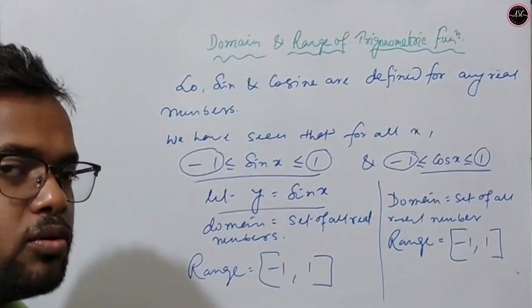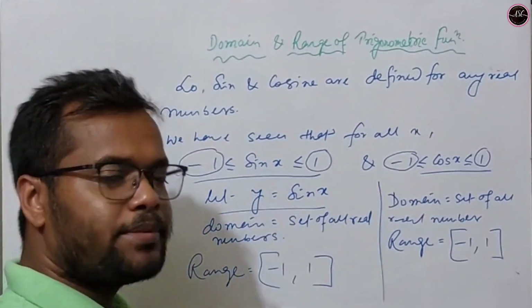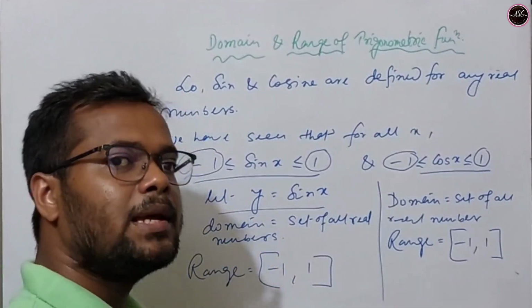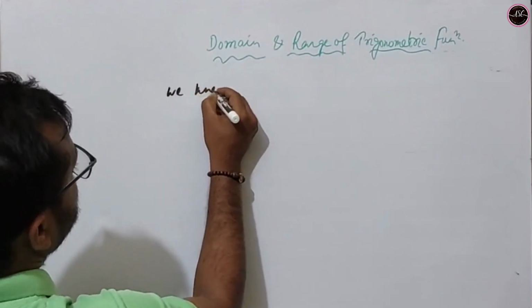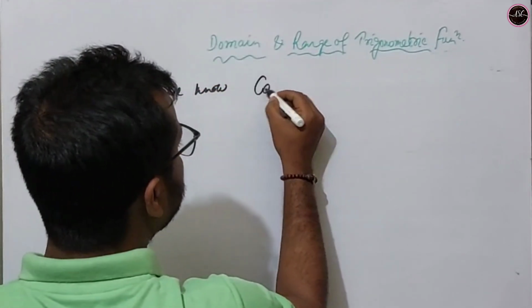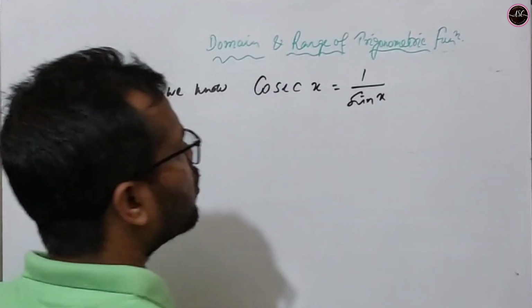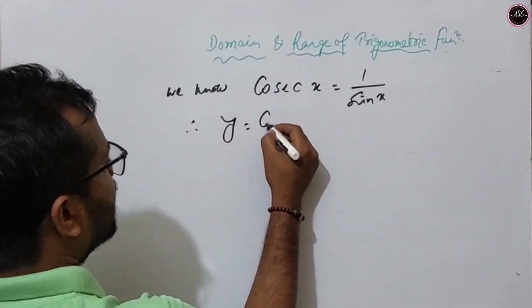Here we have seen only sin x and cos x, so now we are trying to learn the other functions, that means the reciprocals of sin x and cos x, that means cosec x, sec x, and tan x, cot x. Let's see. We know cosec x equals 1 by sin x. So here y equals cosec x.